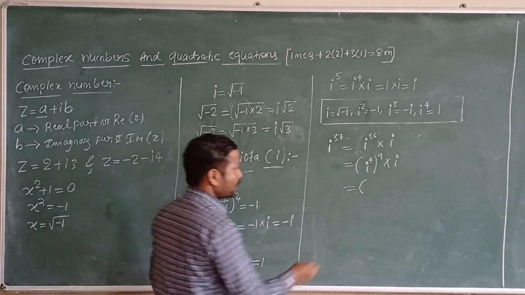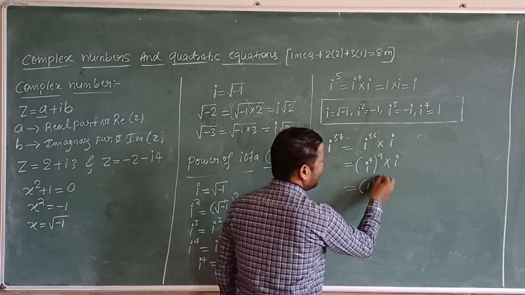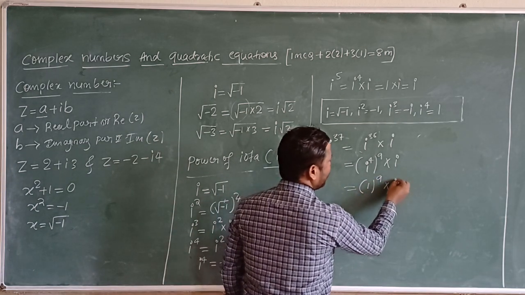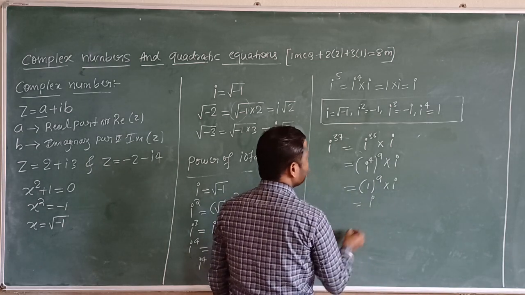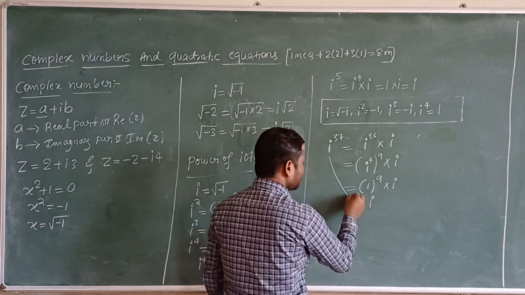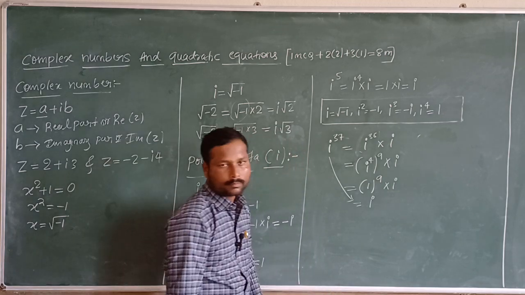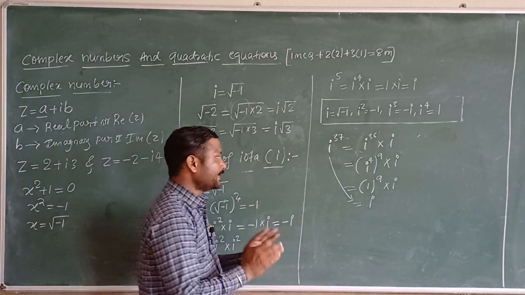1 to the power 9 is 1 only, and 1 into i gives i. Iota power 37 is nothing but plus i now.